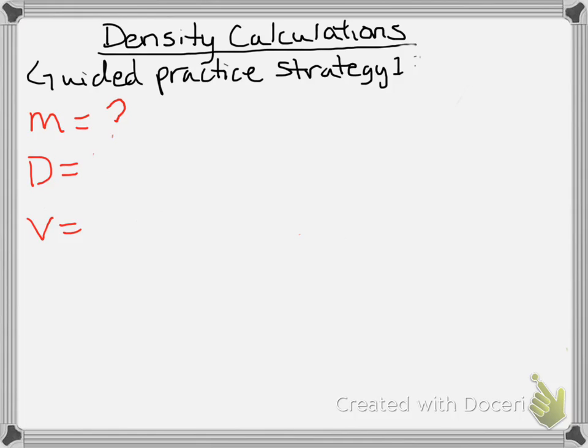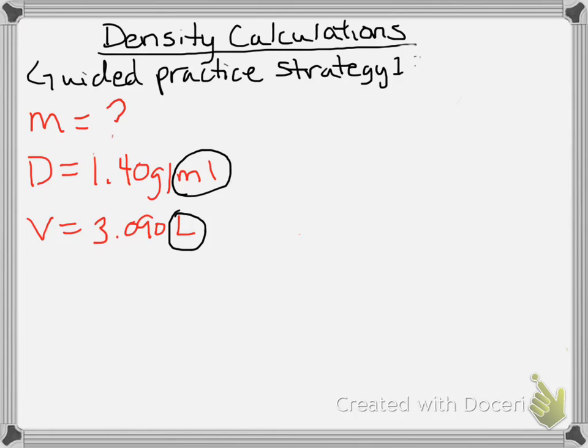So we're not always simply looking for density. This time I have a density. It's 1.40 grams per milliliter. And my volume, it tells me, is 3.090 liters. Okay? But you got to pay attention here, because if you're watching, you can see that this says milliliters and this is liters. So that's not going to work. I need these to match. So I need my volume to be in milliliters as well.